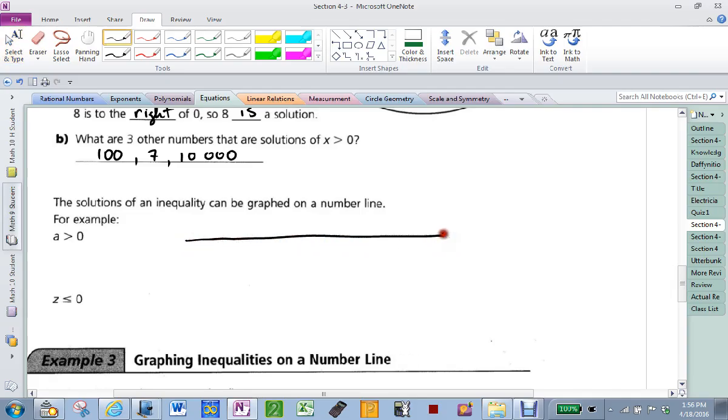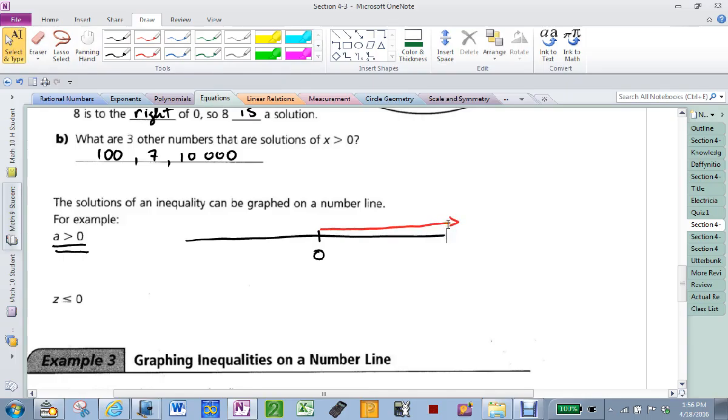Everybody draw me a number line. Put 0 in the middle. Everybody got it? Okay. What does this say in English? A is greater than 0. So I need some number that is greater than 0. Where do those numbers live on a number line? To the right. Everybody cool? Easy peasy, yeah? So, the line that shows the solutions is all of these guys, correct?